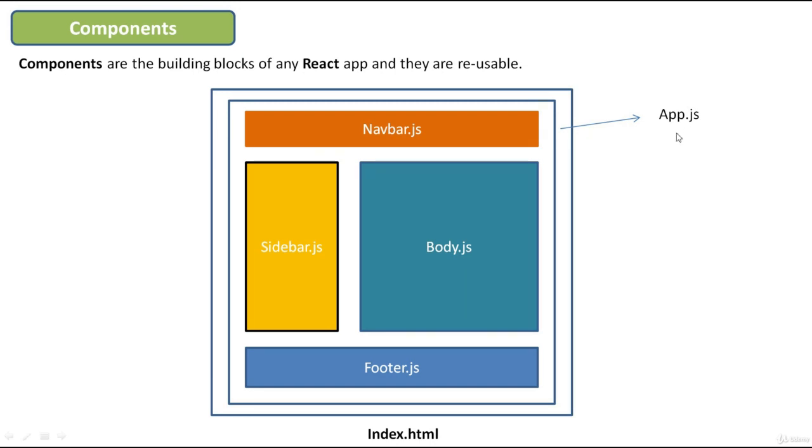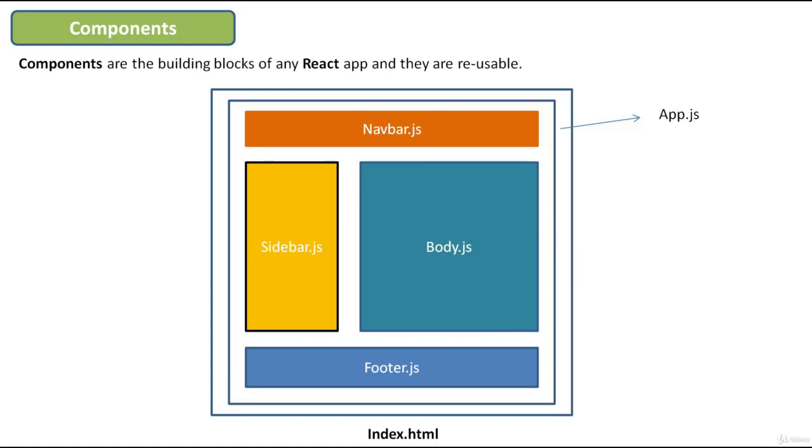We have to place any other child components in the app.js component only. We cannot place more than one component in the index.html. It is opposite to the React structure. We should place only one component in the index.html, that is the app.js component. In the app.js component, we can add any number of child components. They are not limited.